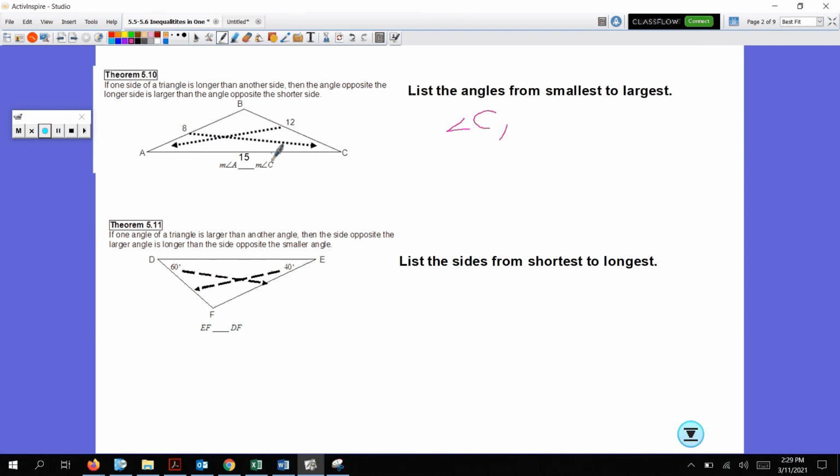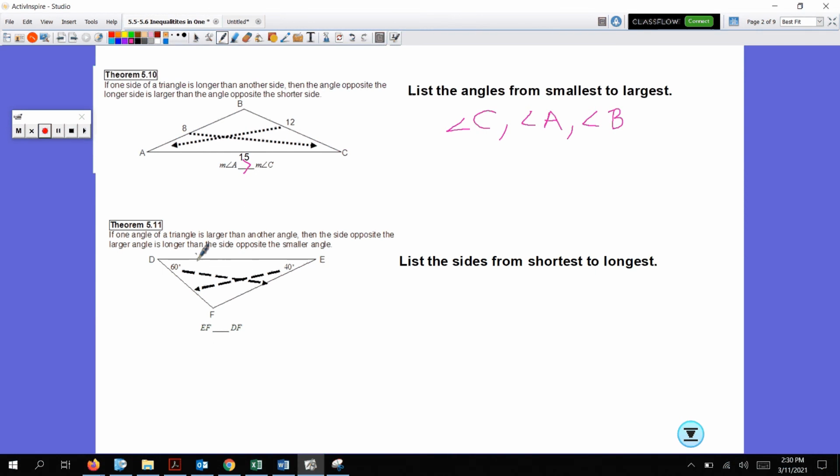The next number in line, bigger than 8 but less than 15, is 12. The ray points to A, so that's angle A. That would make the largest angle, angle B. All right, if we use this little figure here, 8 is pointing to C, 12 is pointing to A, 12 is bigger than 8, so A is bigger than C. It's greater than.